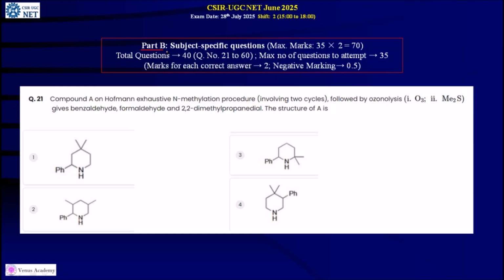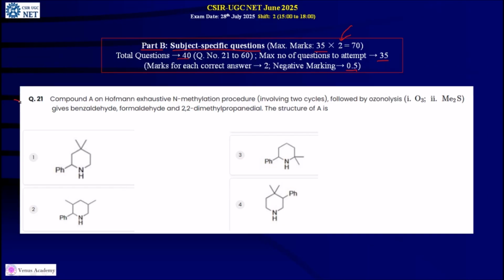Next, part B. Dear students, this part B is subject specific questions. The maximum questions in this section are 40 questions, out of which you are supposed to answer any 35 questions only. For each correct answer you are going to get 2 marks. If you make any wrong answer, you are going to lose 0.5 marks. All are multiple choice questions only. The first 35 questions you answer are going to be considered for awarding marks. Let us see the questions.